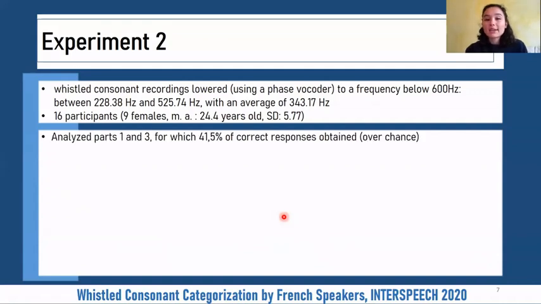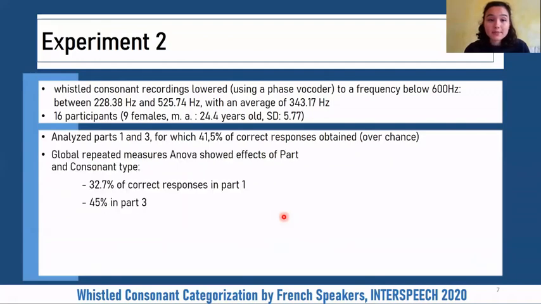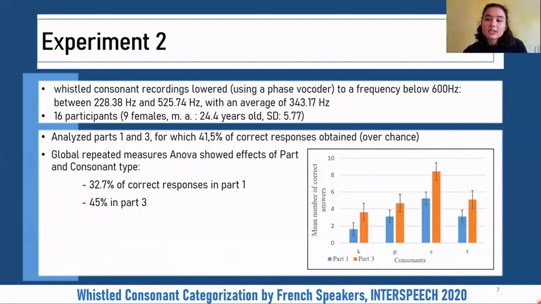Once again, we analyzed parts 1 and 3, for which we found 41.5% of correct responses obtained, once again over chance. And we applied a global repeated measures ANOVA, which showed the effects of part and of consonant type. So this time we could really compare the results from each part. We found that in part 1, 32.7% of correct responses were obtained, and in part 3, 45%. This is very easy to see in the diagram, where each of the consonant responses increased.